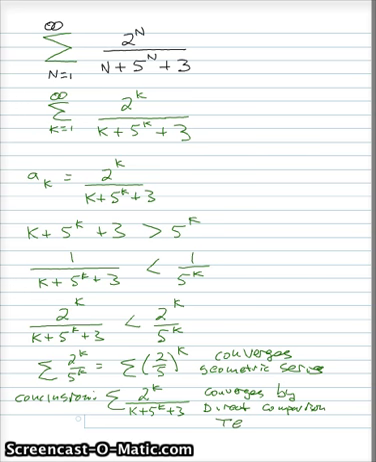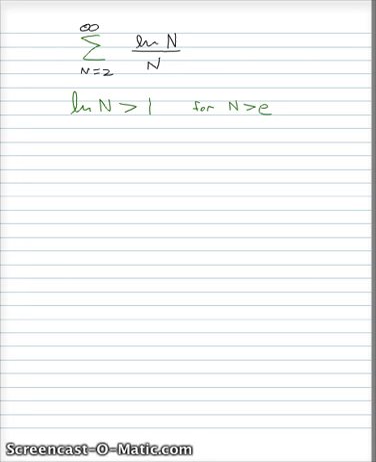So let's take a look at one more example here in this lesson. We have the sum as n goes from 2 to infinity of the natural log n over n. Now, do we believe that the natural log n is greater than 1? Well, that's true as long as n is greater than e. So it's true eventually, which is good enough. So natural log n over n is greater than 1 over n for n greater than e.